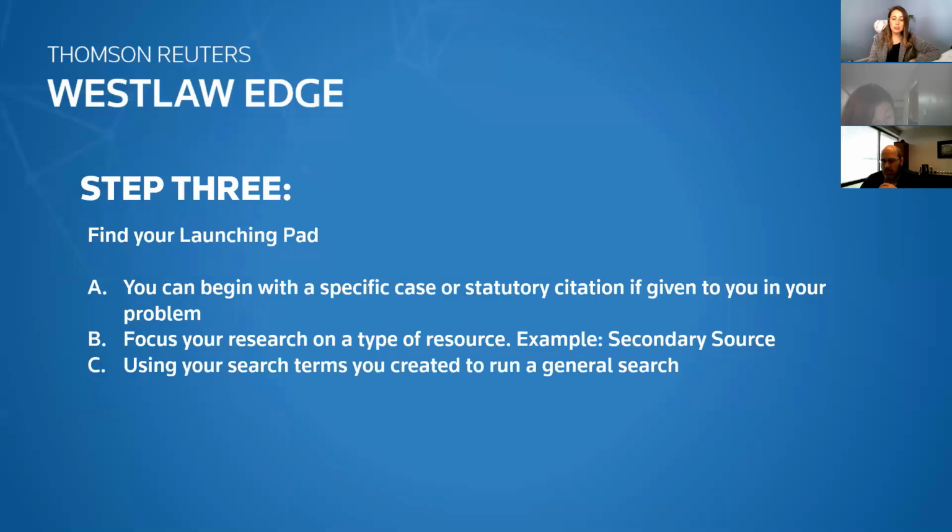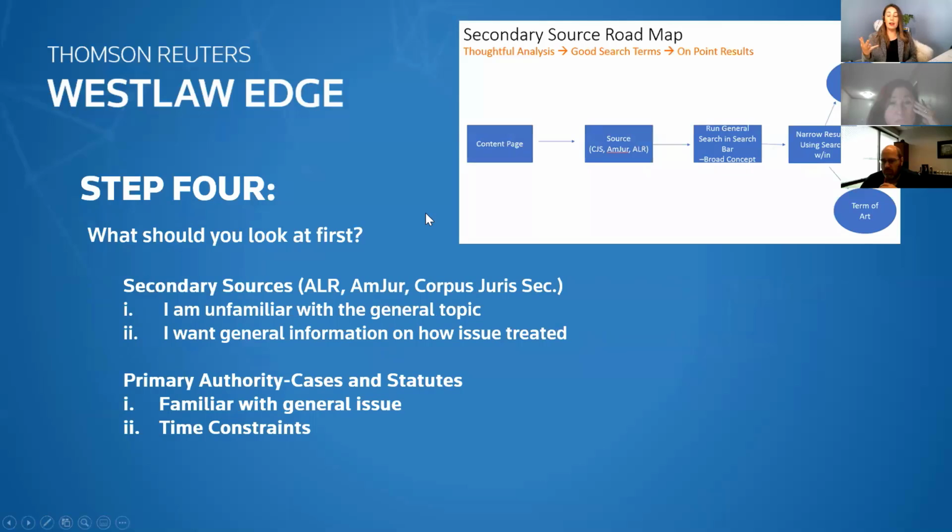So definitely lots of places to start, but all you need for really good research is to find one super on-point document. So do not get bogged down and overwhelmed by finding 20 million different things. The 20 million different things will come to you through all of the editorial enhancements. All right. So for finding your launching pad, what do you look at first? There are 2 places to start, and we're going to go through both of them. You're either going to start with a secondary source, so think of a CJS, AmJur, ALR, or you're going to start with a primary authority. Those are the 2 launching pads you can potentially start with.